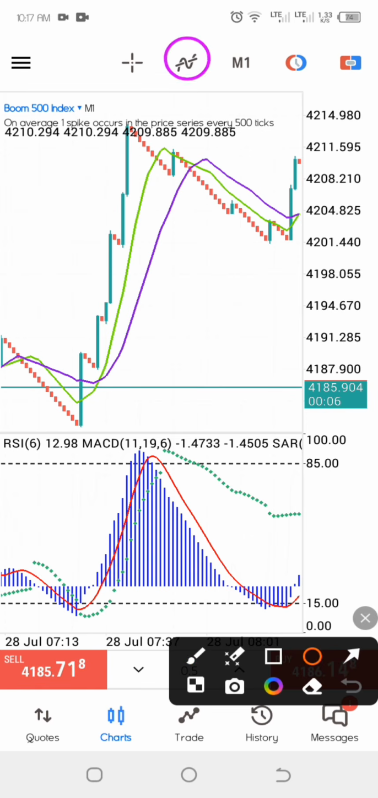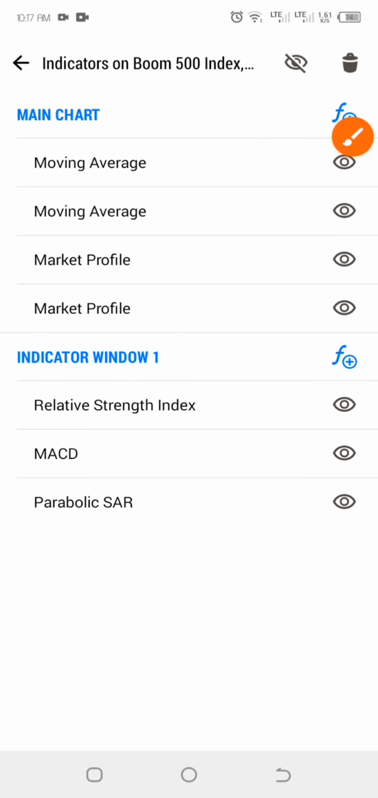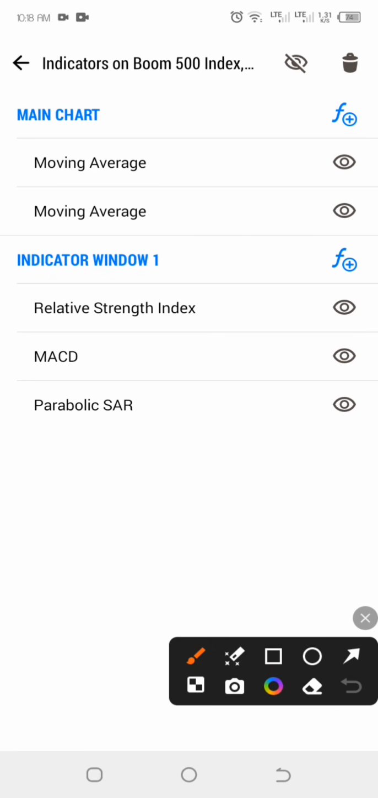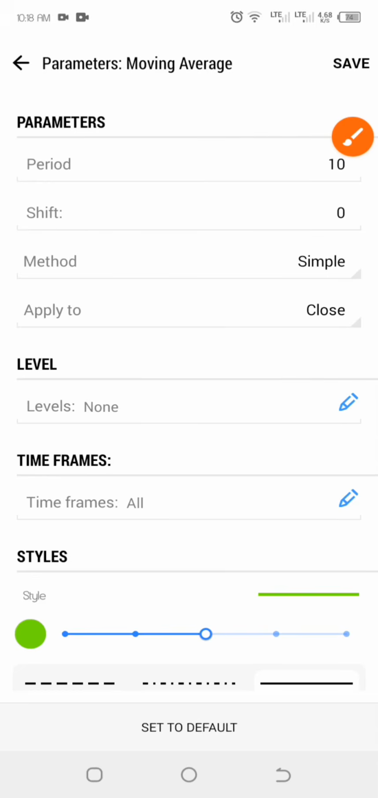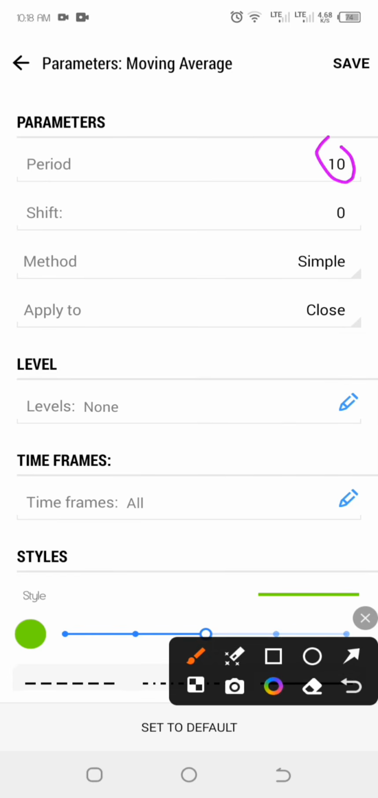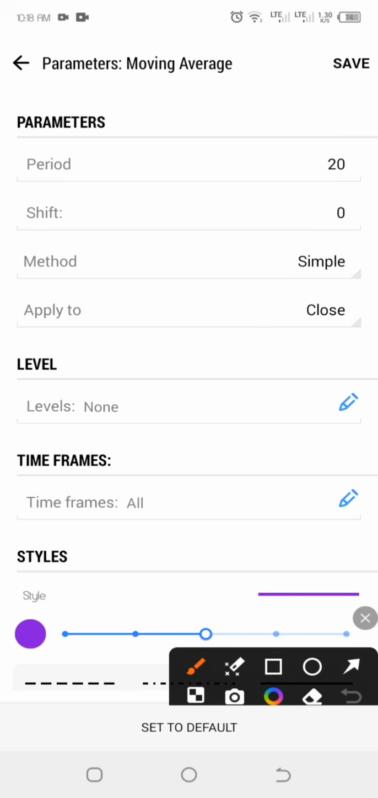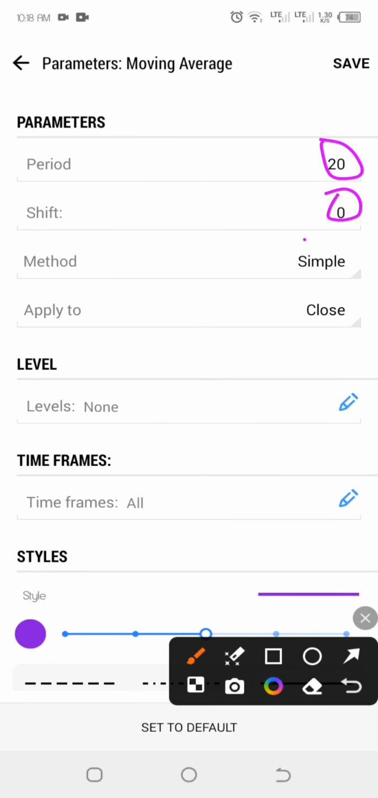Now let me show you guys the settings for the strategy. Go to this area right here, where you are going to add all your indicators. Now we're talking about the moving averages. For the first moving average, these are the parameters: the period is 10, shift is 0, method is simple, apply to close, using a color of your choice, click on save. The second moving average has a period of 20, shift is 0, method is simple, apply to close, using a color of your choice, click on save.